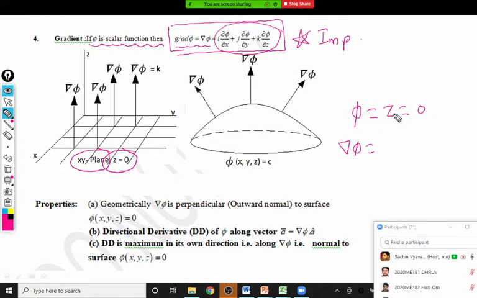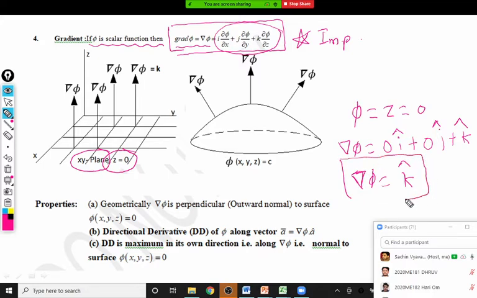So dou phi by dou x is 0, because when we say phi is a function of x, y, z and we differentiate partially with respect to x, z is like a constant. So it's 0 i cap. What is dou phi by dou y? 0 j cap. And what about dou phi by dou z? 1. So what do we get? Del phi is k cap. So what is the meaning? In this case, del phi becomes a constant vector, that is k cap.